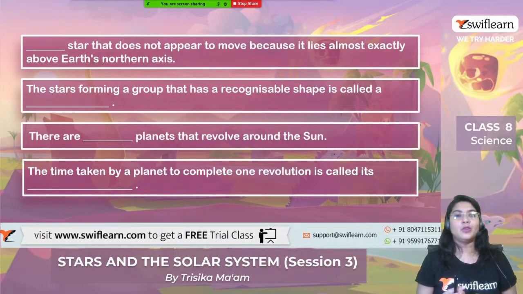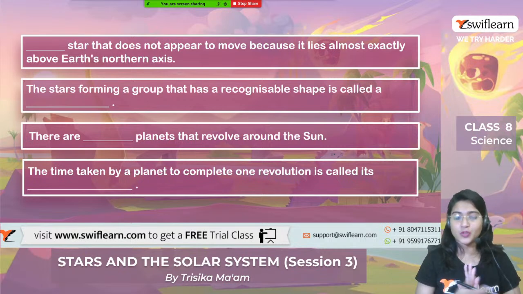Let's move on to the third, filling the blanks. There are dash planets that revolve around the sun. It's a very easy question, a very easy sentence. How many planets are there in our solar system? Just write it.